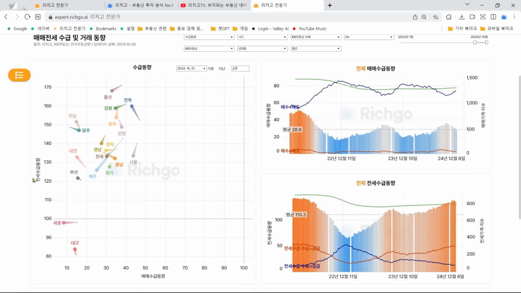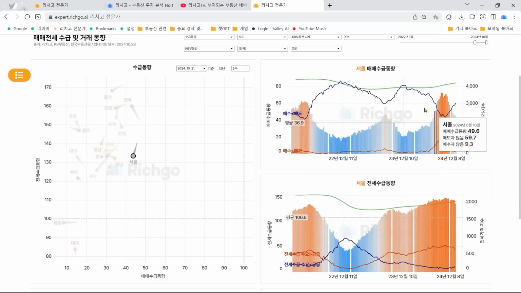Those who are seeing this for the first time might be a bit confused, but this data can convey the market situation more quickly than any other data. That's why I discuss the weekly trend data like this every week. If you look at Seoul, the blue color indicates a high number of sellers. So, as this goes up, the number of sellers increases. Next, the red color indicates a high number of buyers. And as it goes down, it means there are fewer buyers.